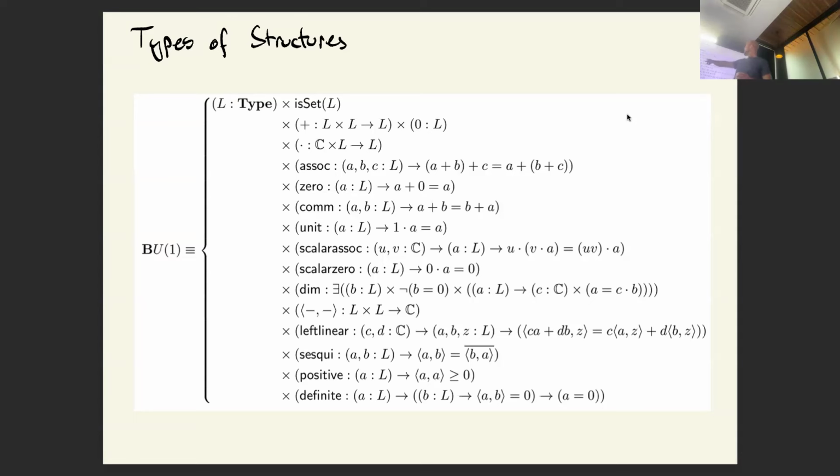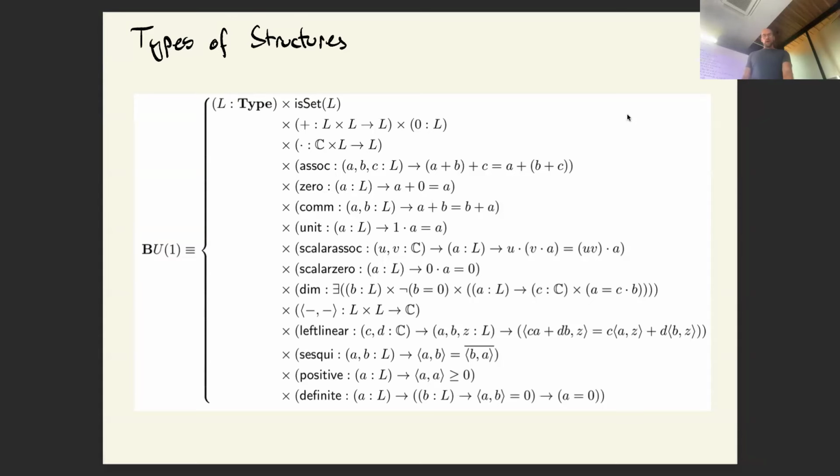And the laws, I'll have you know, these are all functions into identity types here, right? So this says, as a function that takes A, B, and C and gives me an identification like this. So this says for all A, B, and C, I have (A plus B) plus C equals A plus (B plus C), and so on and so on and so on for all these different things, right?